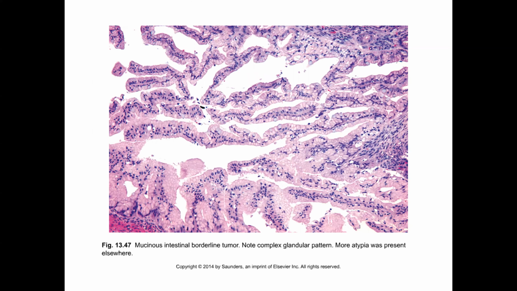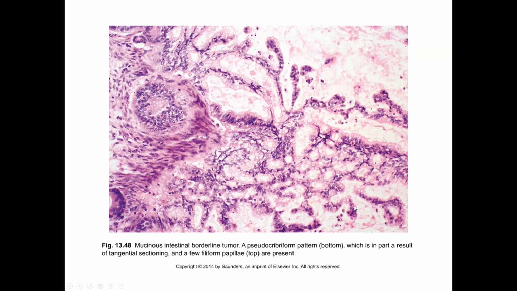So here's an example. We can see here some goblet-type cells admixed with these other mucinous cells. You can see a slightly bluer hue to the goblet cells here that give you a clue that it's an intestinal or enteric type of mucinous neoplasm. This would fall into the borderline category because of the degree of epithelial complexity and proliferation here.